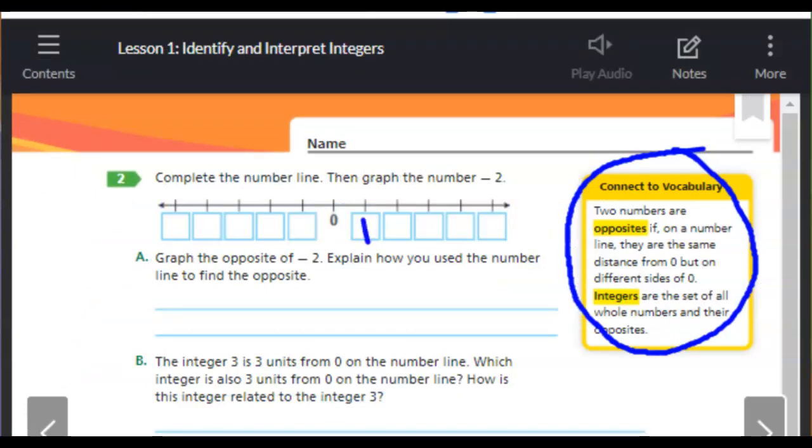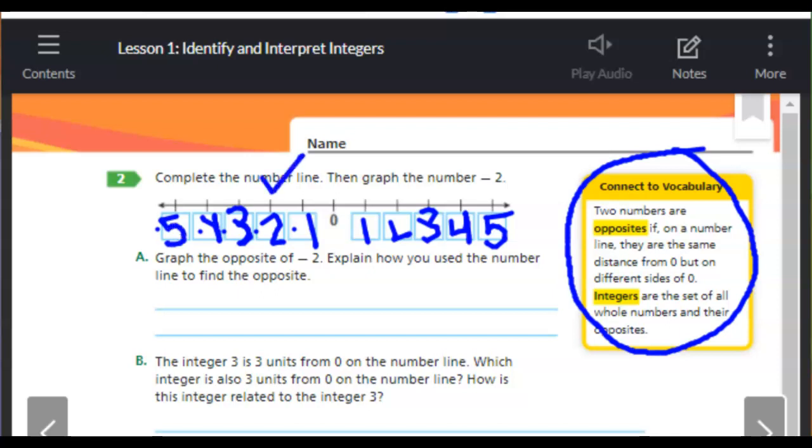So I have 1, 2, 3, 4, 5. Then over here we have negative. The opposite of 1 is -1. The opposite of 2 is -2. The opposite of 3 is -3. The opposite of 4 is -4. And then the opposite of 5 is -5.